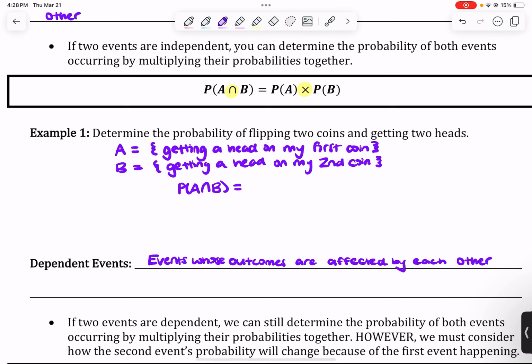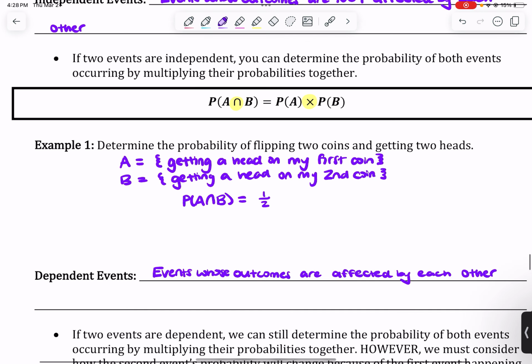The probability of A, well, I have 1 out of 2 possible chances of getting a head. The probability of B, same idea. I have 1 out of 2 chances to get a head on that second coin, and I simply multiply them. 1/2 times 1/2 gives me 1/4. If you plug this into your calculator and get 0.25, that works too. Just a quick reminder though, multiplying fractions, we go numerator by numerator, denominator by denominator.